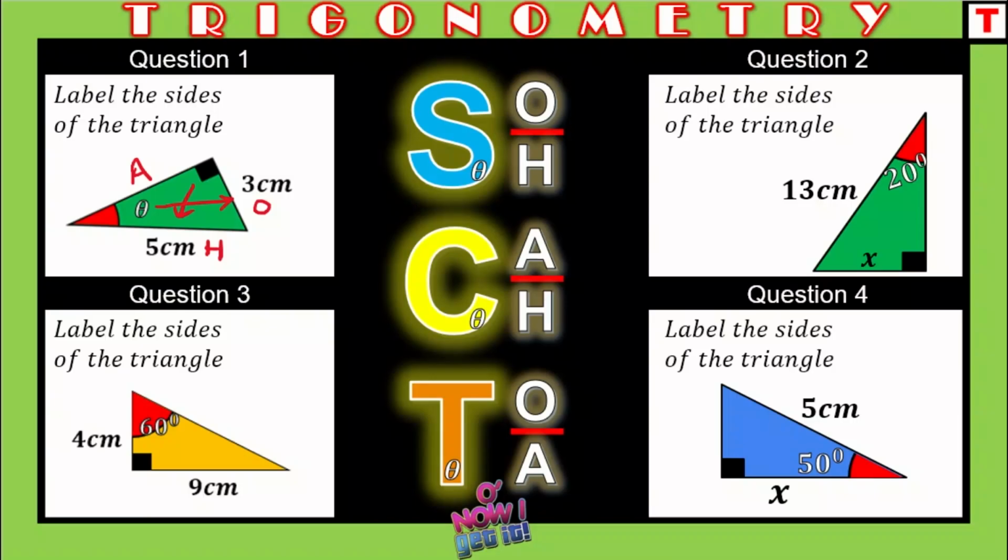Let's go to number 2 and see if we can do the same thing over here. So again, across from the 90 degrees will always be the longest side, which is called the hypotenuse. Across from the other angle in question, we are going to have our opposite. Therefore, this side over here is going to be our adjacent side.